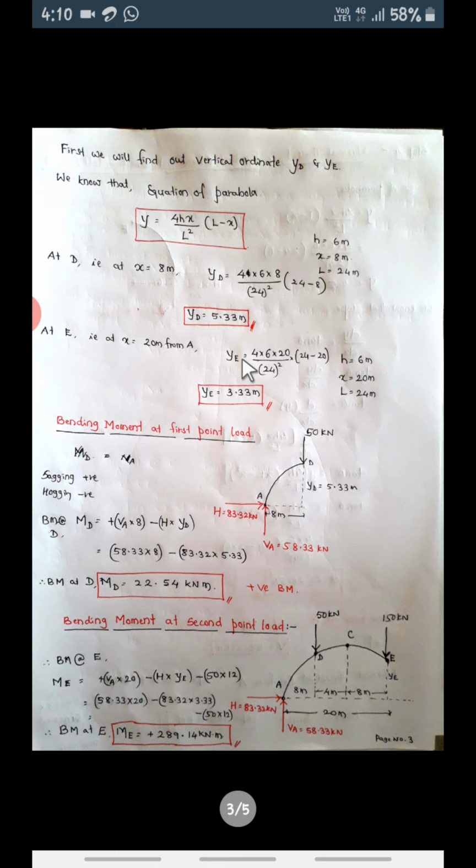Now see, before calculating the bending moment at D and E, first we are going to calculate the vertical ordinates, that is YD and YE. So first write down the parabolic equation. At any vertical ordinate, Y is equal to 4hx divided by L square into (L minus x). Now first calculate at D the vertical ordinate YD, means at x equal to 8 meter.